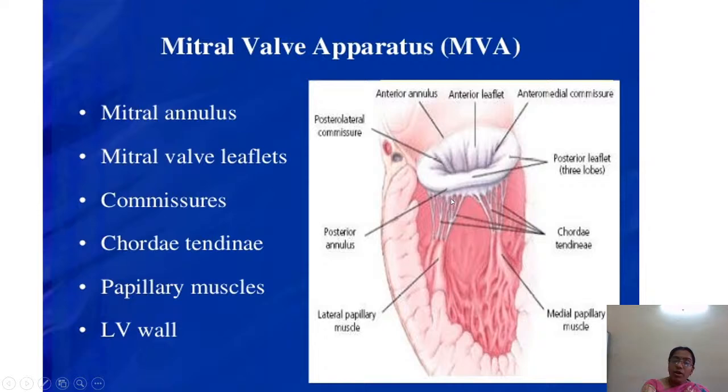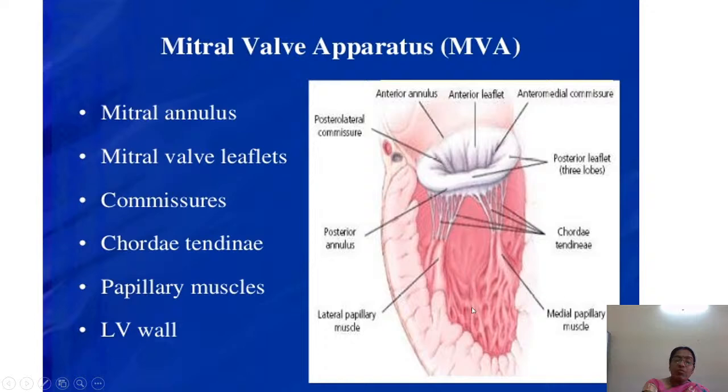From there, what are extending like strings? You can see strings extending and attaching to conical projecting muscles. These are called papillary muscles, and these strings extending from the leaflet are called chordae tendineae. These are the strings which attach to the conical projecting muscles called papillary muscles. This is the anterior papillary muscle, and the thick muscle you are seeing is called the posterior papillary muscle.